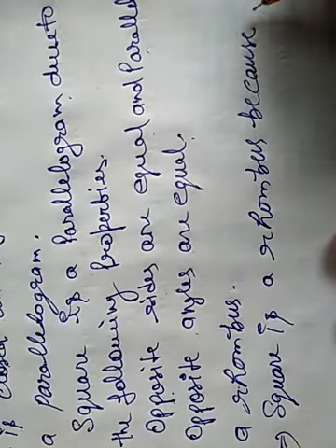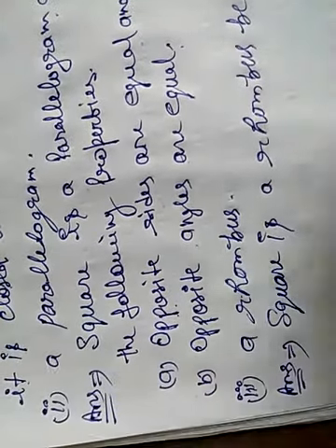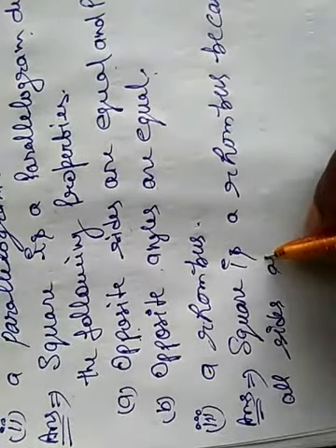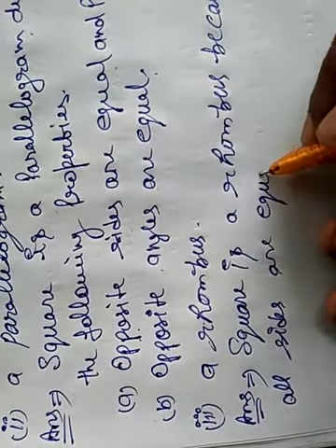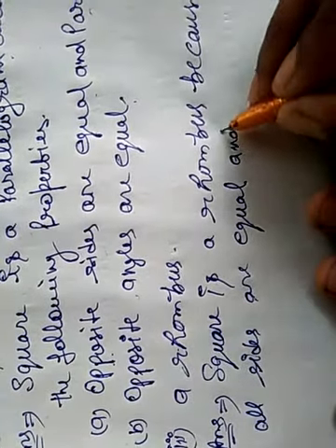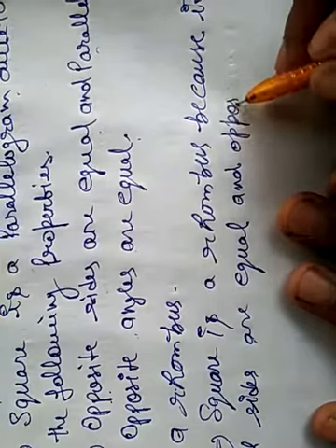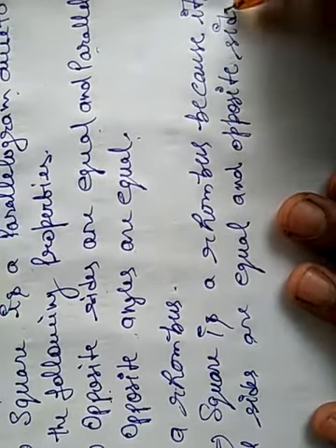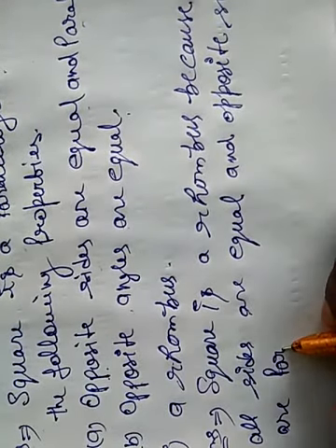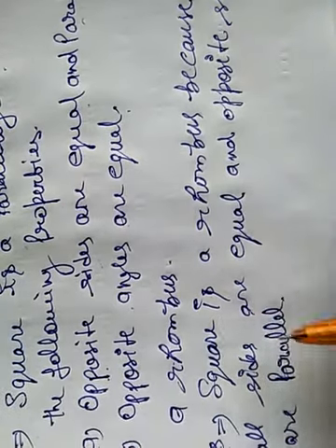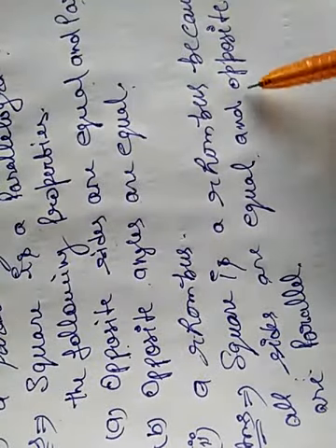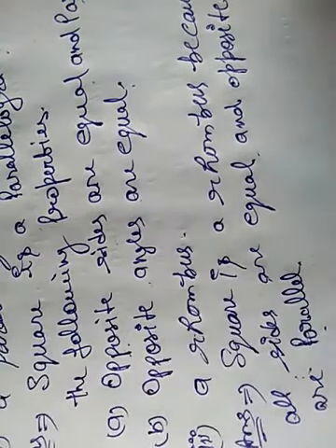Because it's all sides are equal. Square is a rhombus because all its sides are equal and opposite sides are parallel. Clear beta?